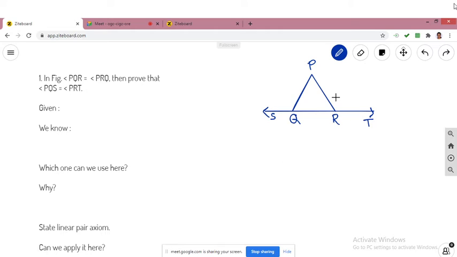Yeah, thank you, Jafnavi. So, here we are given that angle PQR, that is this angle, and angle PRQ, that is this angle, these two angles are equal. And we need to prove that angle PQS, that is this angle, and angle PRT, that is this angle, they are equal. That is what we need to prove.